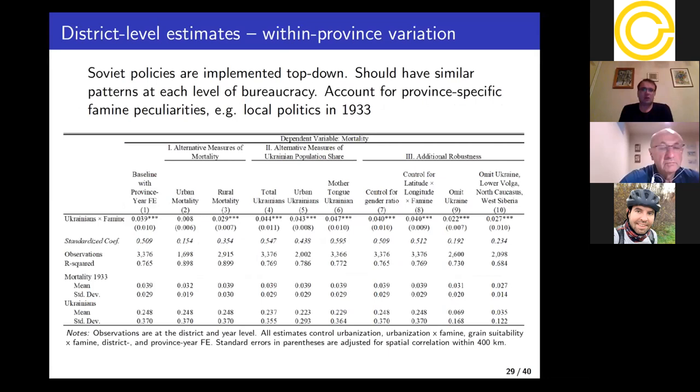We try to replicate the results which I presented above for the province level panel at the district level, everywhere data allows us. And in this specification, we control for province specific fixed effects. If you think that Soviet policies are implemented top down, you should expect similar results at the district level and at the province level. And this is indeed the case in these tables, and in this sense, district level results and province level panel results tell you the same story.